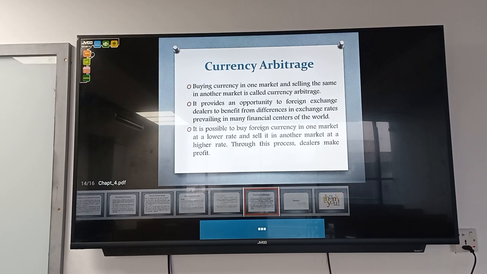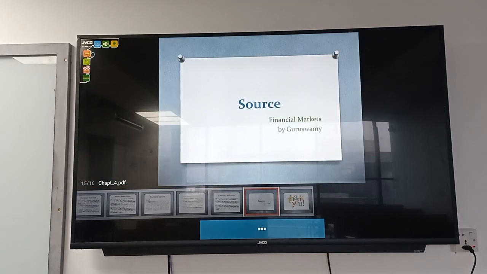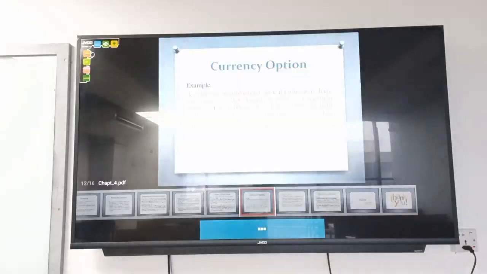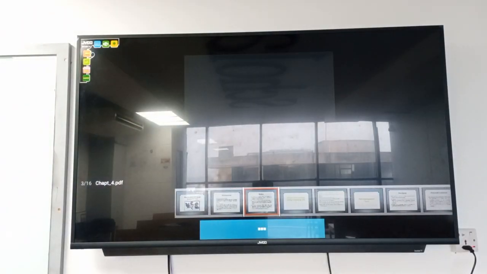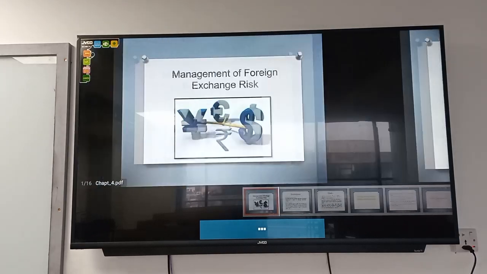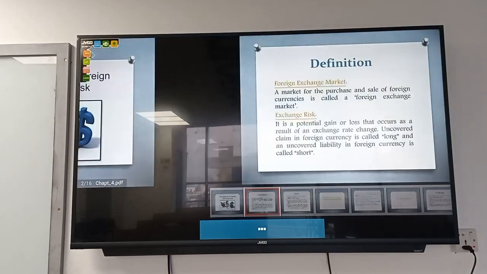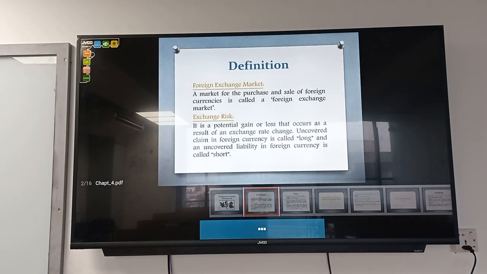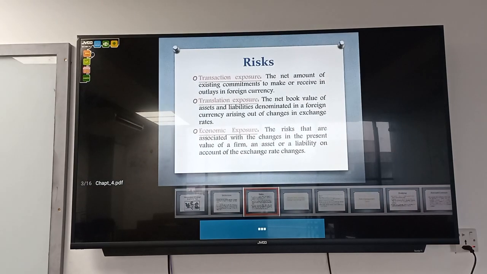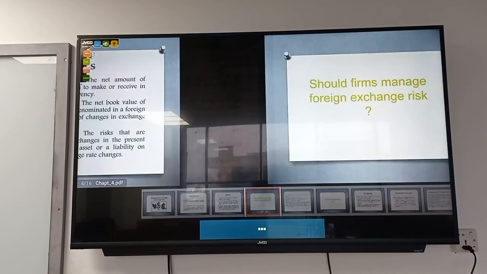Yes, that's all about chapter 4, chapter 5. Let's come to the first slide. Here we learn management of foreign exchange risks. Definition was the first day: foreign exchange market and exchange risk, how it happened, where and how we can exchange our money, our currency. There are another 3 types of risk: transaction risk, translation exposure, economic exposure.